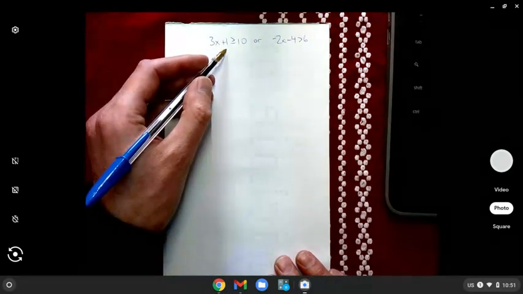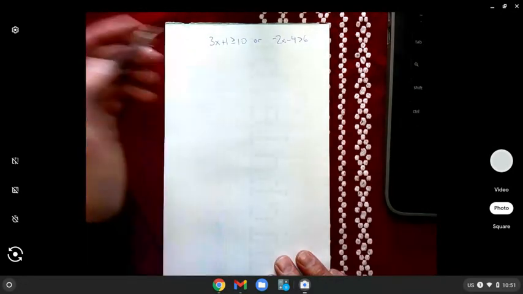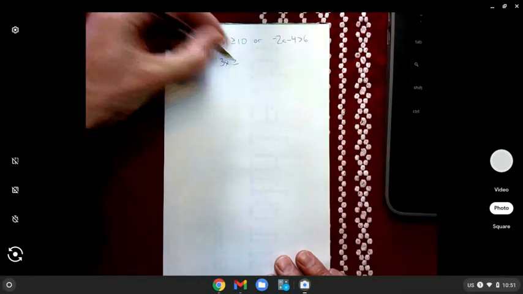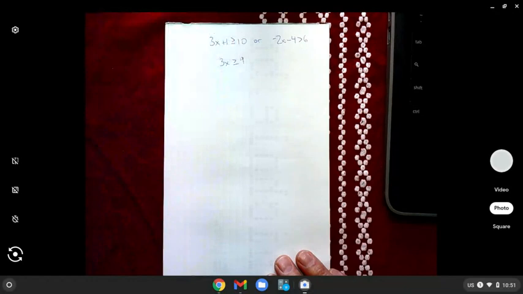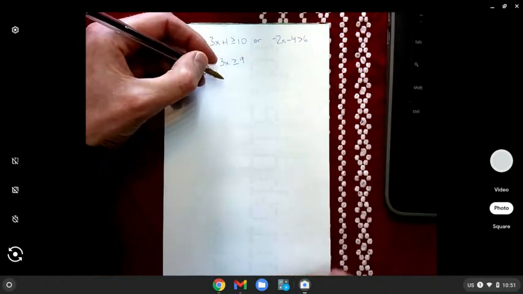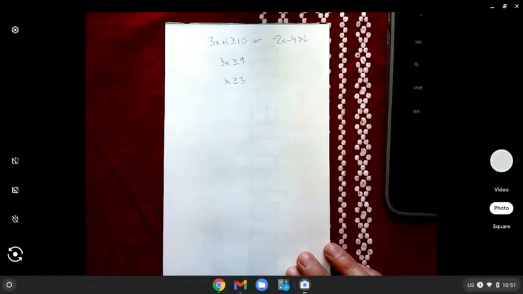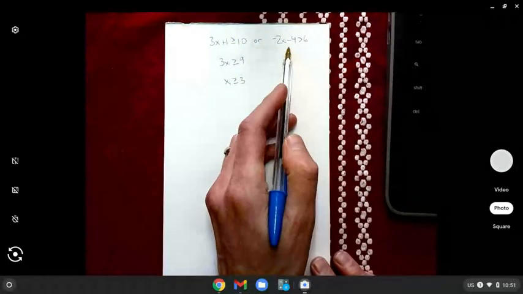For this one over here, I'm going to solve on the left. I'm going to take away 1 from both sides of the inequality, and I'm going to get that 3x is greater than or equal to 9. I'm going to divide both sides by 3. I'm going to get x is greater than or equal to 3.